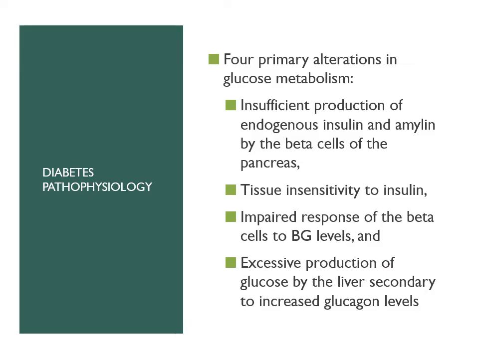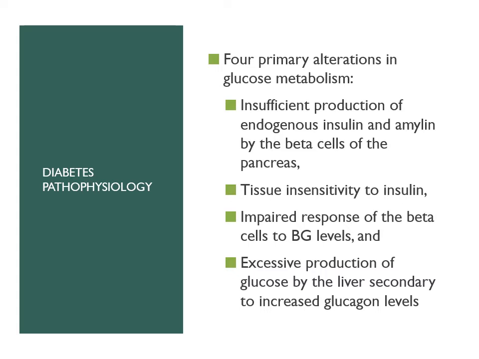So when we look at diabetes pathophysiology, we have four primary alterations in glucose metabolism. First, insufficient production of endogenous insulin and amylin by the beta cells in the pancreas, and of course this is what we see in type 1 diabetes. Secondly, tissue insensitivity to insulin, which we see in diabetes type 2, an impaired response of the beta cells to blood glucose levels, and excessive production of glucose by the liver are secondary to increased glucagon levels.